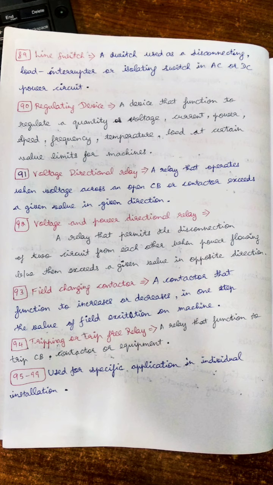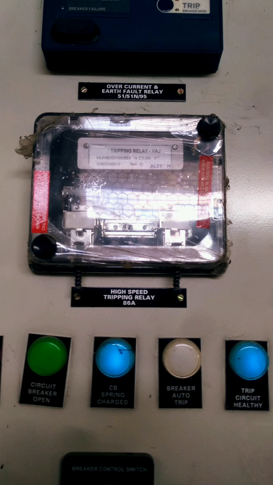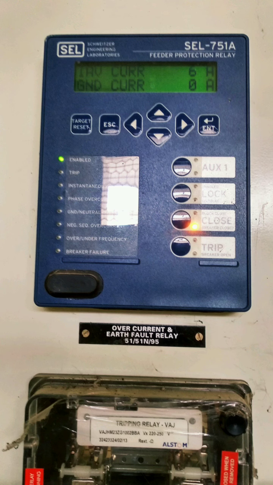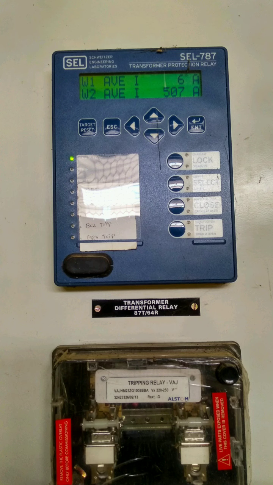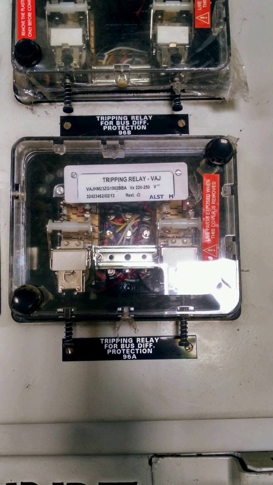So hope this covers the ANSI codes of your relays and protective equipment, and some of the contact kind of devices, and the field or yard equipment or switchgear equipment where they are mentioned with the naming serials. Hope you understand.